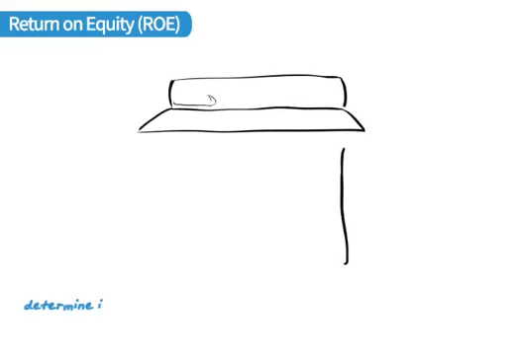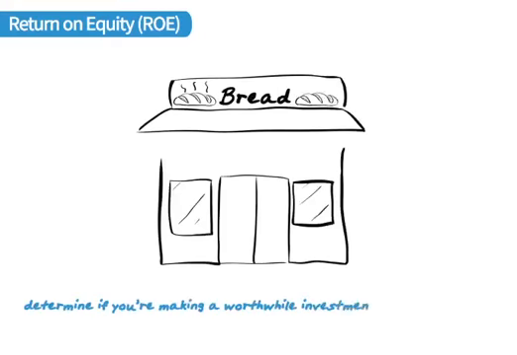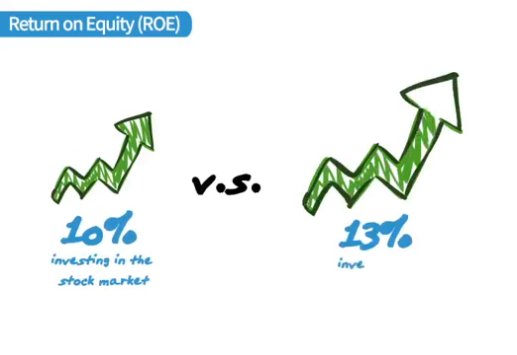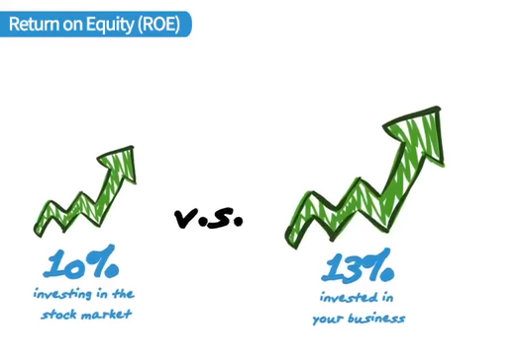This helps you determine if you're making a worthwhile investment in your business by comparing it to other industries. For instance, if you know that you could generally earn 10% by investing in the stock market, your 13% looks like a good investment because you're earning more than 10%. Let's calculate ROE together.